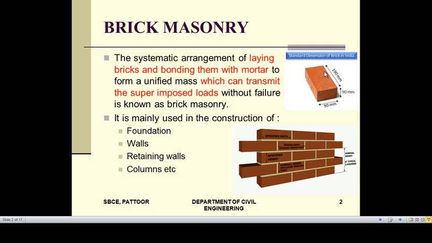So the first figure is showing the individual unit, the individual brick. The standard size of a brick in India is 190 mm by 90 mm by 90 mm, which we have discussed in our workshop. The nominal size is mentioned including the thickness of mortar. So the nominal size of a brick is 200 mm by 100 mm by 100 mm.